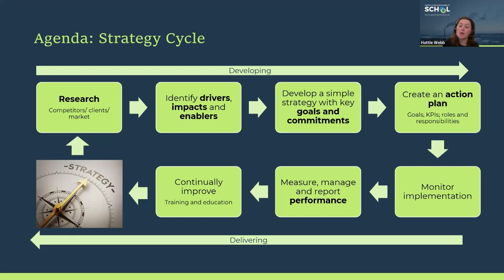The agenda that we're going to be following for this session follows what we call our strategy cycle. So I'm going to be taking you through this strategy cycle, the key steps to developing a strategy. We have the developing side at the top, and then we have the delivering side at the bottom. So I'll be taking you through research, drivers, goals and commitments, creating an action plan, monitoring implementation, measuring, managing, and reporting on your performance, and then also continually improving as well.